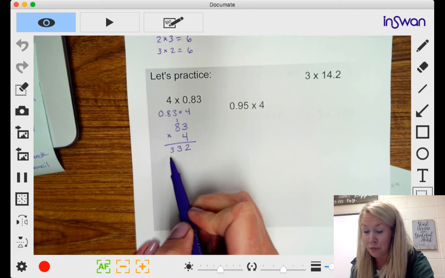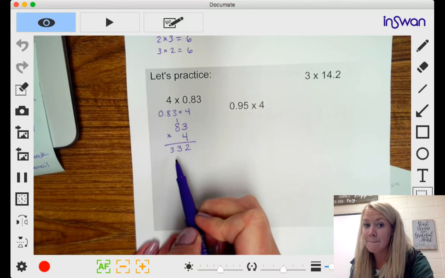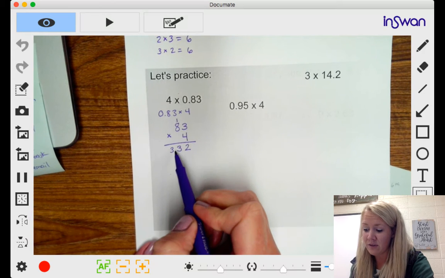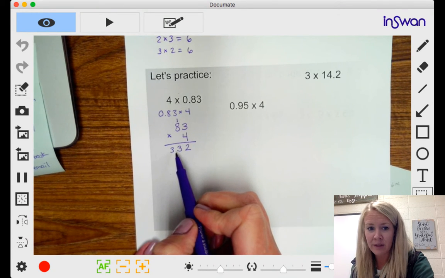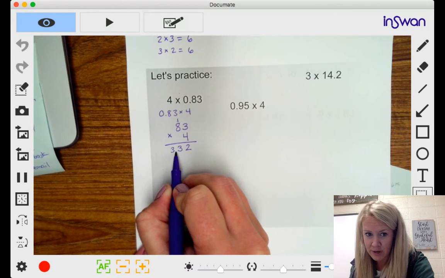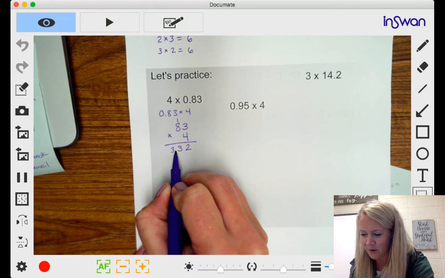All right. My original problem was 4 times 0.83, and 0.8, that's pretty close to 1. So my answer of 332 makes no sense. 4 times 1 is only 4. So we need to put a decimal in this value that would be close to 4. So if I put it here, I'm at 33.2. If I put it here, I'm at 3.32. That's close to 4.